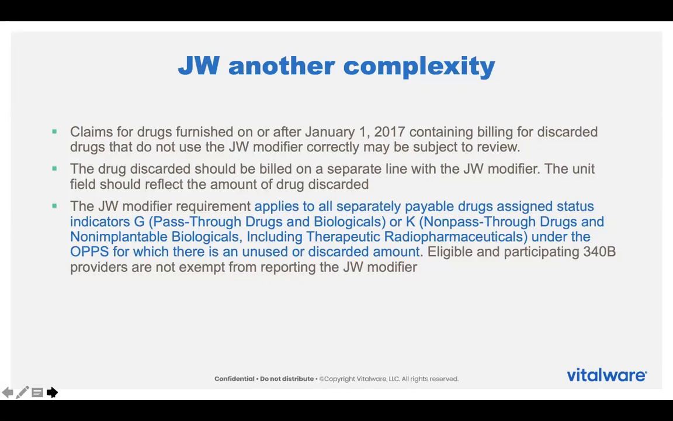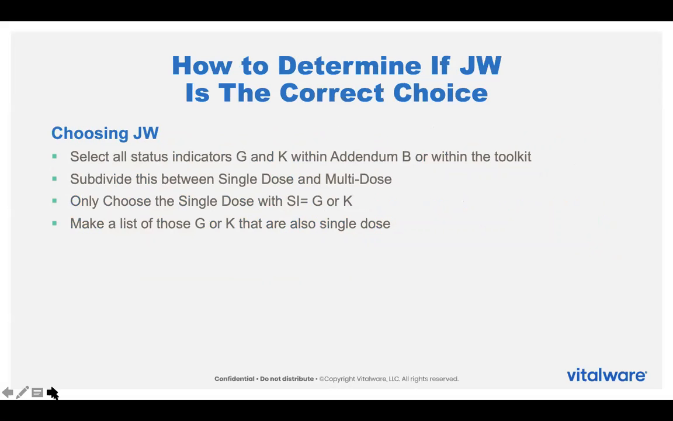It does apply JW to all separately payable drugs, status G, which are pass-through, and K, which are non-pass-through, but separately payable. And again, you don't need to use JW if you're never going to do it. Eligible and participating 340Bs are not exempt. That was a wives' tale out there for a long time. If I was 340B, I didn't need the JW because, you know, I may have a UD modifier or something like that on it. That's not correct. You are not exempt.